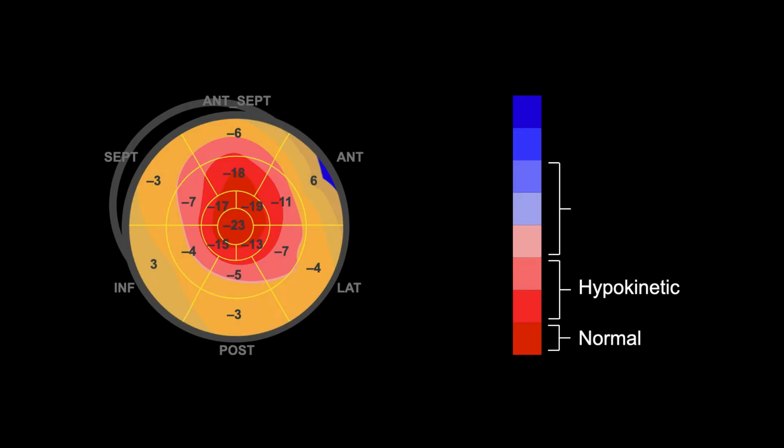Faded red or faded blue represents akinetic motion, or in other words, the left ventricle wall is not contracting at all. Lastly, if the segment is blue, then the wall is dyskinetic, which means the wall segment is bulging out when it should be contracting.